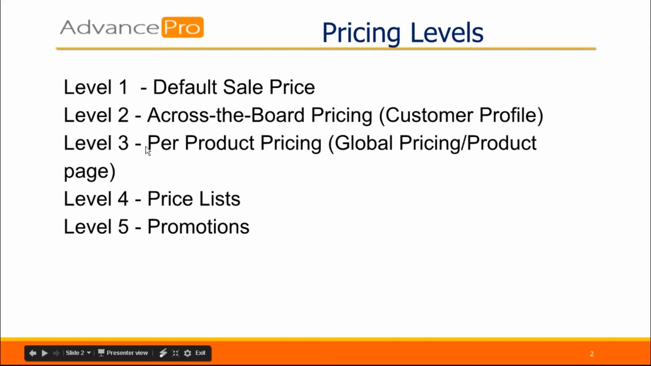For any of these, the higher level that applies for any specific customer is going to take priority over any lower level price. For example, if you place a price list, that will actually take over any category discounts that you've applied or any across-the-board pricing. These don't stack at all, but whichever is the highest level is the one that will apply for any given customer on any given product.